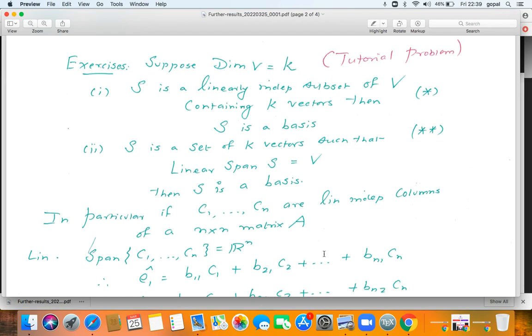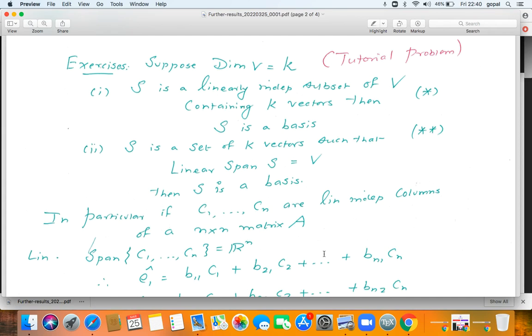So we got these two things. The basis must satisfy two conditions: linear independence and linear span must be the whole of V. But in each of these two exercises, I'm knocking off one of the conditions, and in its place, I'm saying that the cardinality of S, the number of elements in S, is K. So then again, it's a basis.